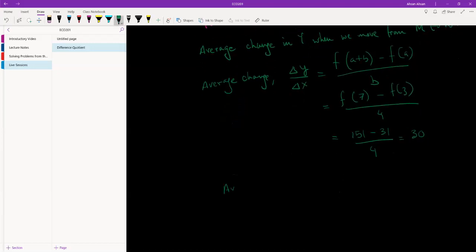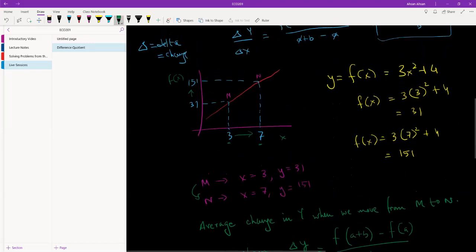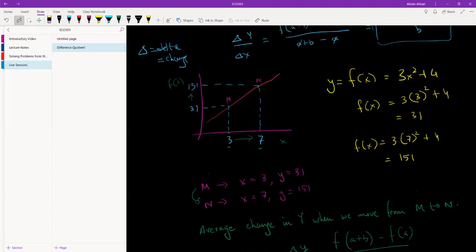So the average change in y between M and N, or we can write between f(3) and f(7), is 30. Okay, so what does this mean? What this means is that on average, a 1 unit change in x between the range 3 and 7 will lead to a change of 30 in the value of f(x).